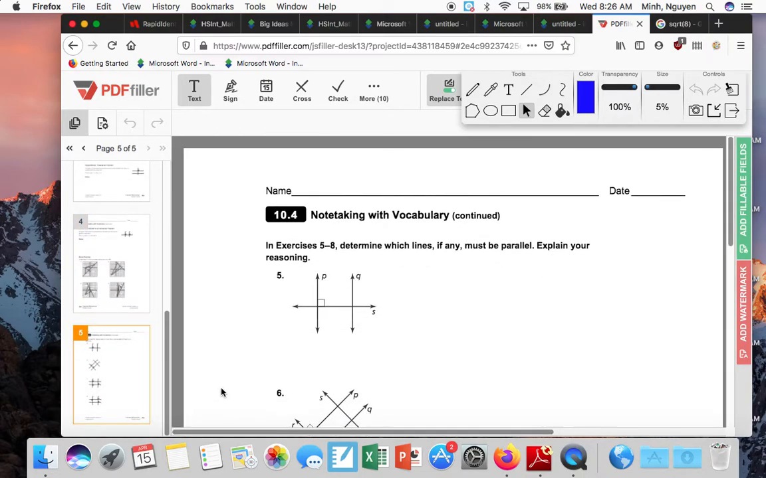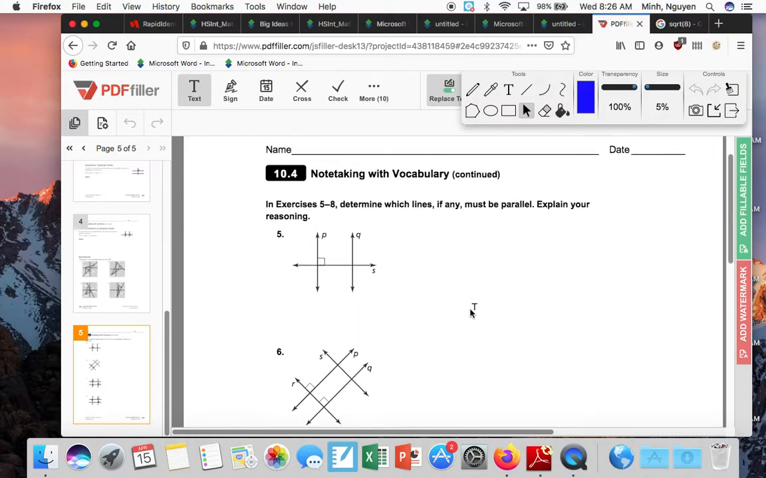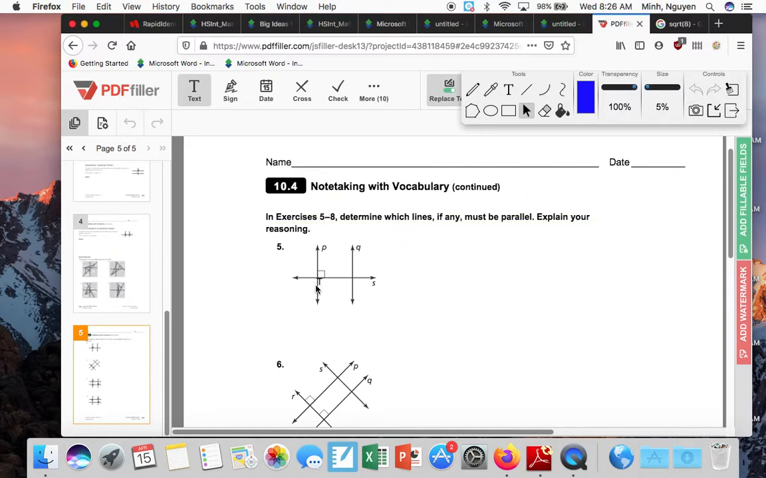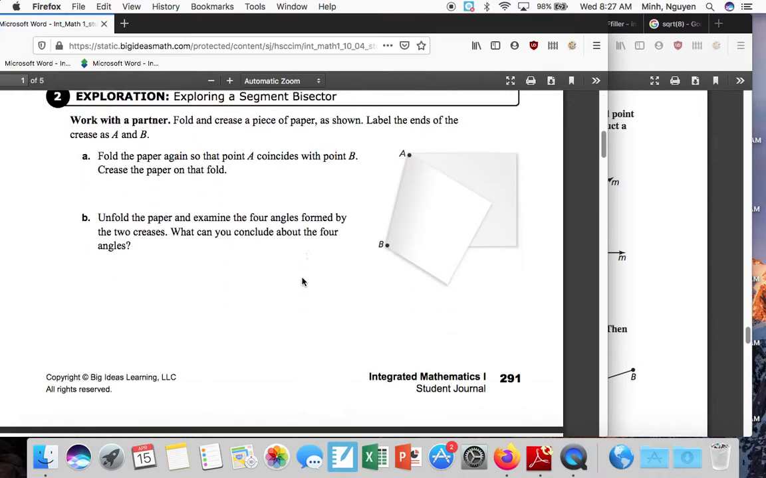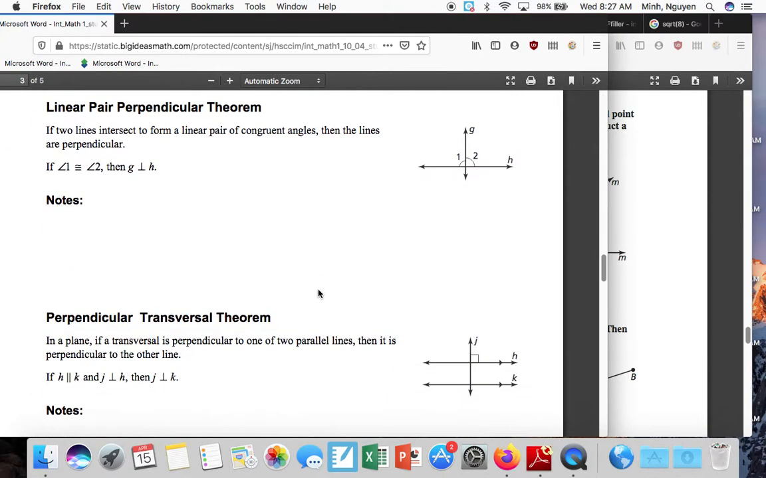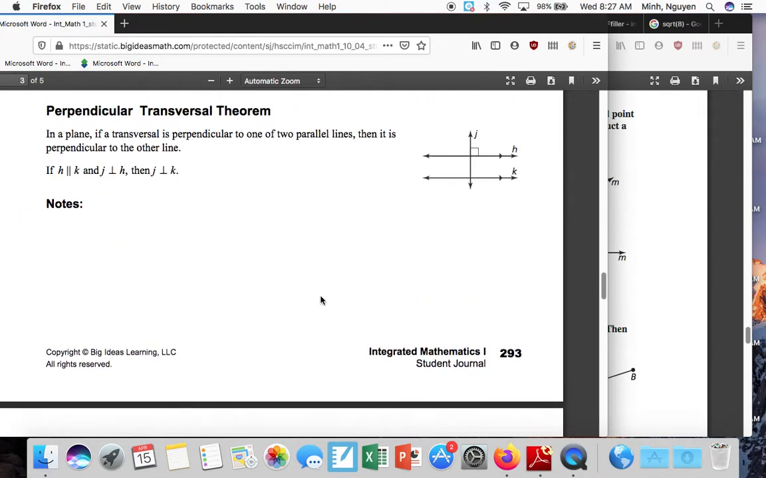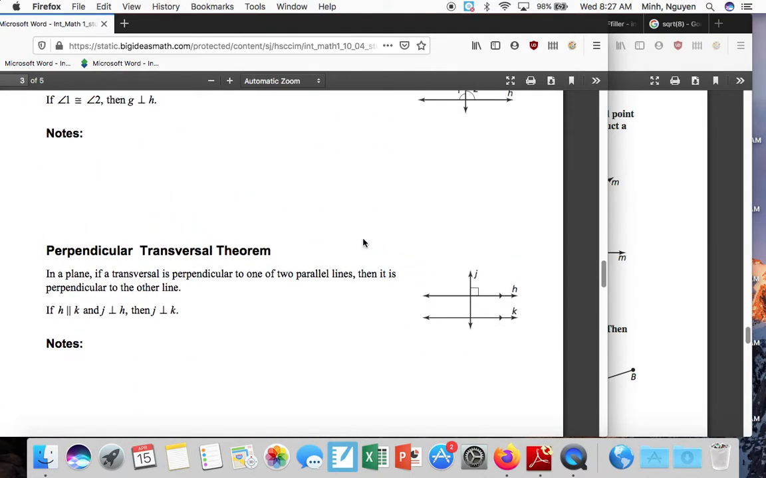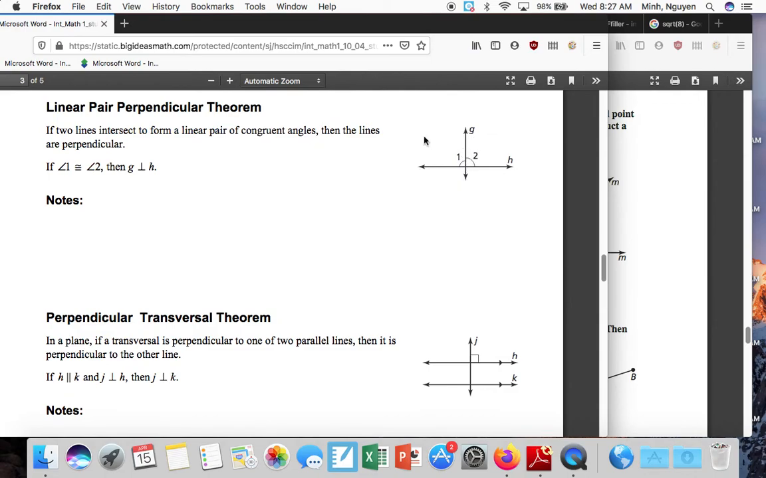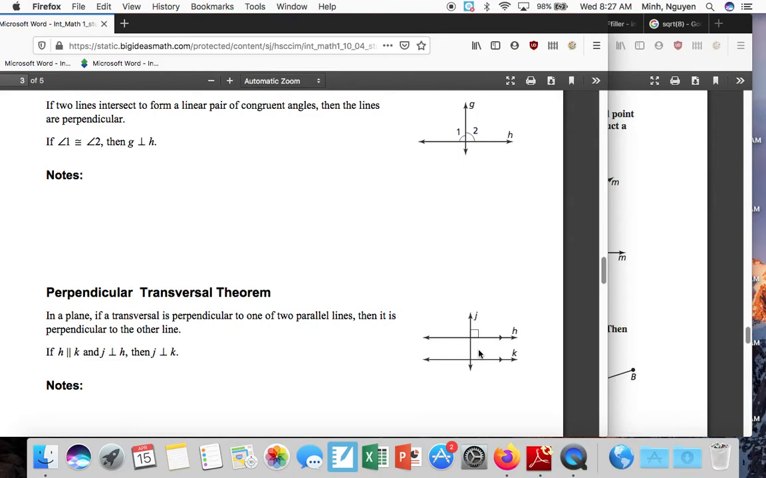Okay. In exercises 5 through 8, determine which lines, if any, must be parallel. Explain your reasoning. So we're going to be referring to the 2 or 3 theorems we learned earlier, so I don't have to keep going back and forth. So this one is to conclude that lines are parallel. This one is to conclude that lines are perpendicular, G is perpendicular to H. And this one is to conclude that J is perpendicular to K.